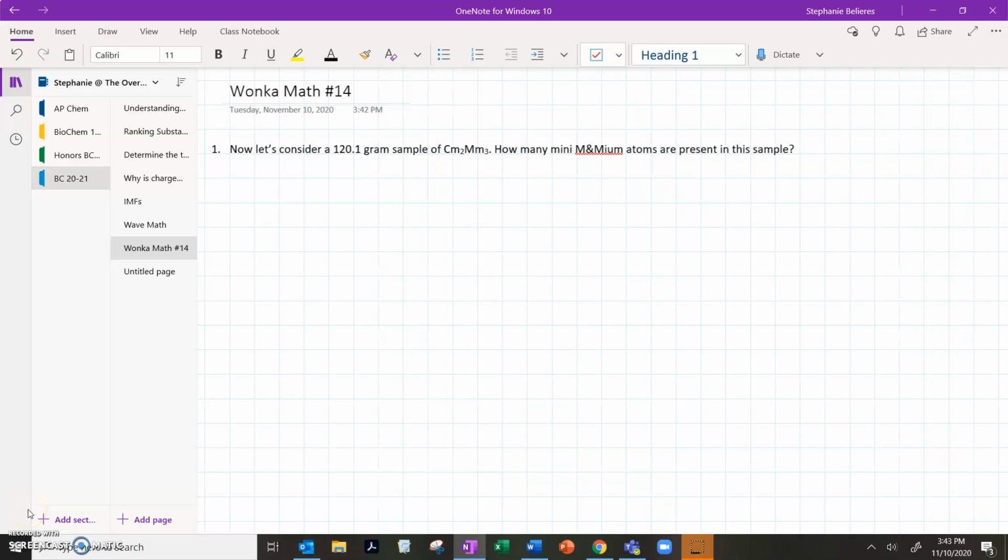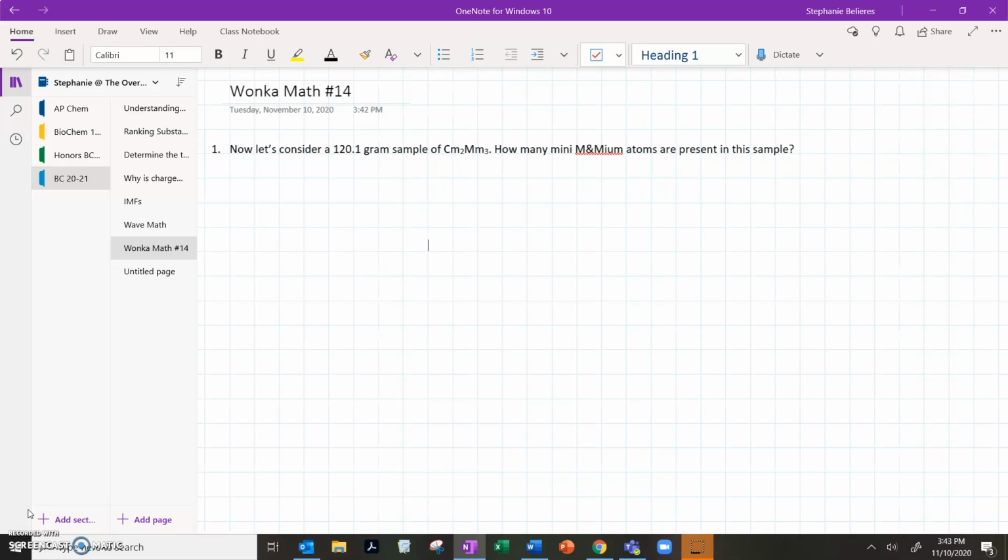Hey guys, I had a couple of questions from students today about how to do number 14 on that Wonka Math 4 point 2 lesson about Wonkas. So I wanted to walk through this with you. So the question here is, let's say I have 120.1 grams of this substance, CM2MM3, and I want to know how many M atoms, mini M atoms are present in this sample.